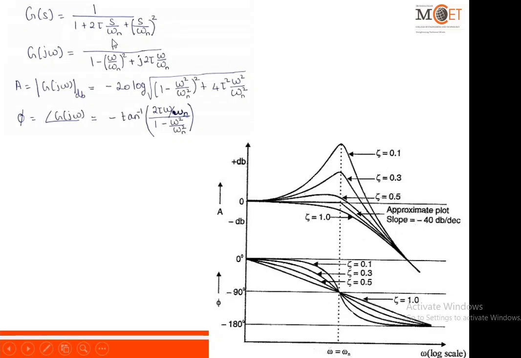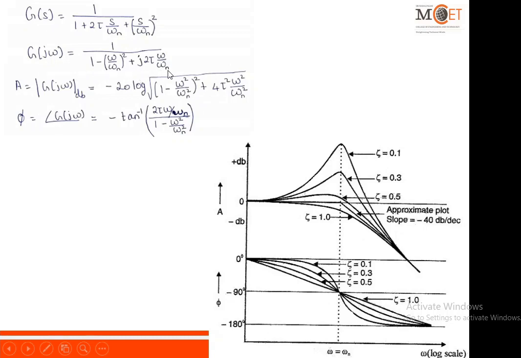Suppose you have a quadratic function in the denominator like this, that is, an s square term is there. As usual, you can replace s with j omega. Instead of this s, you will get j omega. Once you substitute s equal to j omega and rearrange it, you will have a real part plus j into the imaginary part.